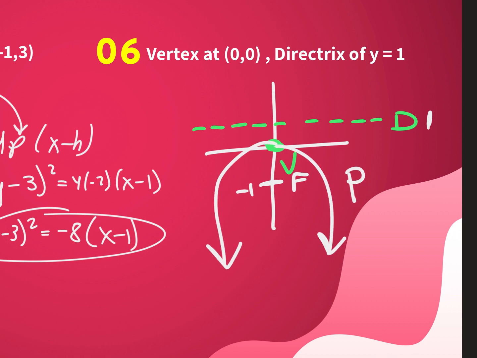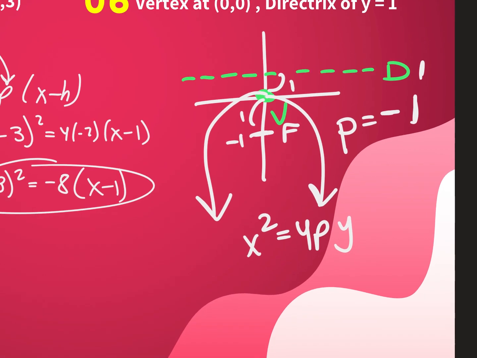So your p-value is positive or negative? It's negative. How far is it from the origin down to 1 or from the origin up to 1? It's just 1, right? I know this is an x squared because it's vertical. So I'm going to use that formula, and I know that the value of p is negative 1. So it's just x squared equals negative 4y. Questions?